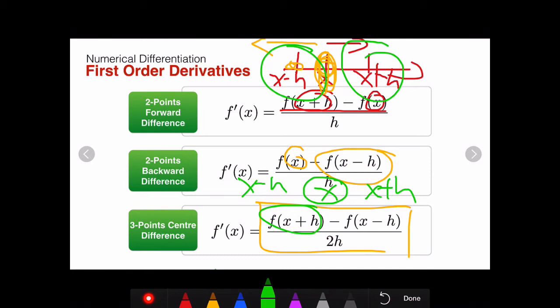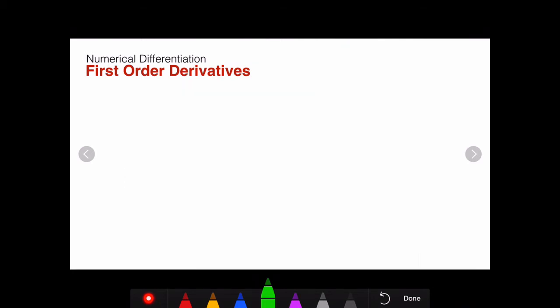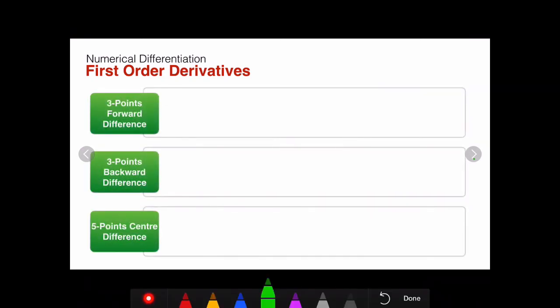So we have the 6th formula. This is just 3 formulas out of the 6. So next, we have another 3 formulas here. So these are the 3 point forward, backward, and also the 5 point center difference.